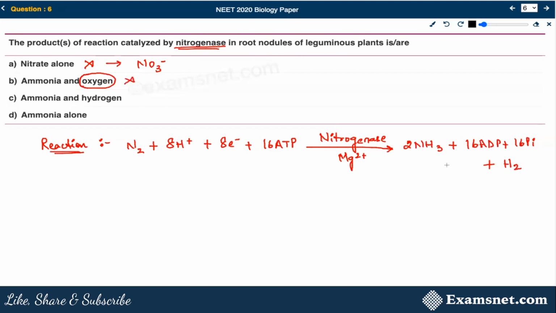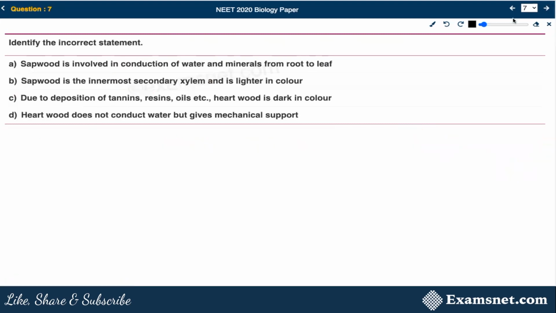Ammonia and hydrogen. So we have ammonia as one of the products and hydrogen as one of the products, which you can see. So this is ammonia and that is the hydrogen, as you can see. So this is the correct answer. Clear? And ammonia alone? No. So our correct option is option C. Clear? So this is the 6th question. Now, move on to the next question.